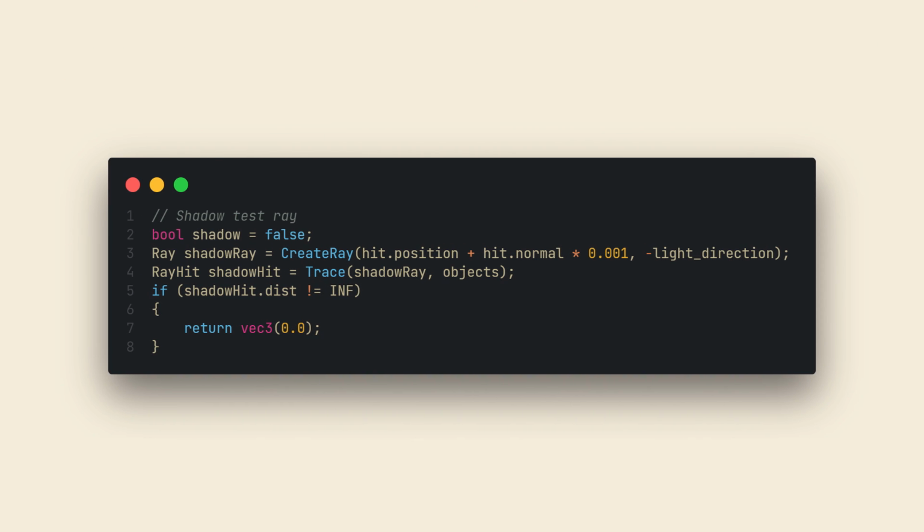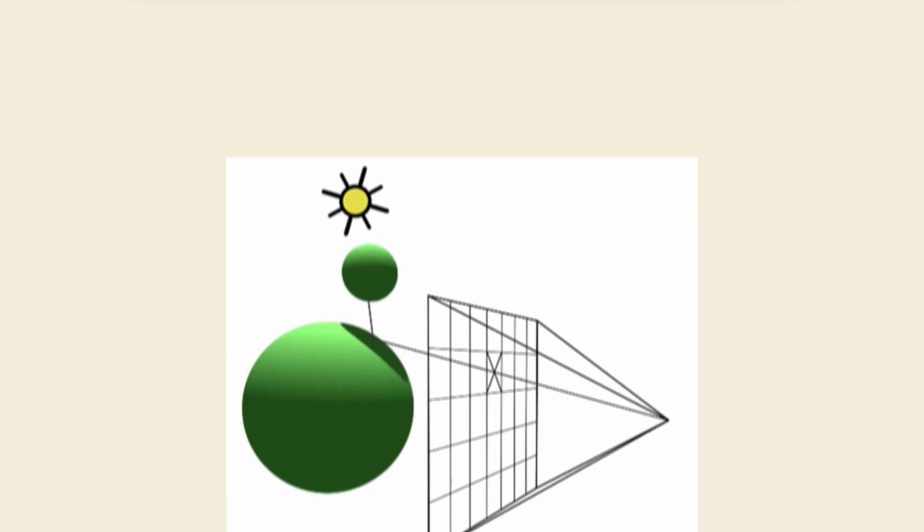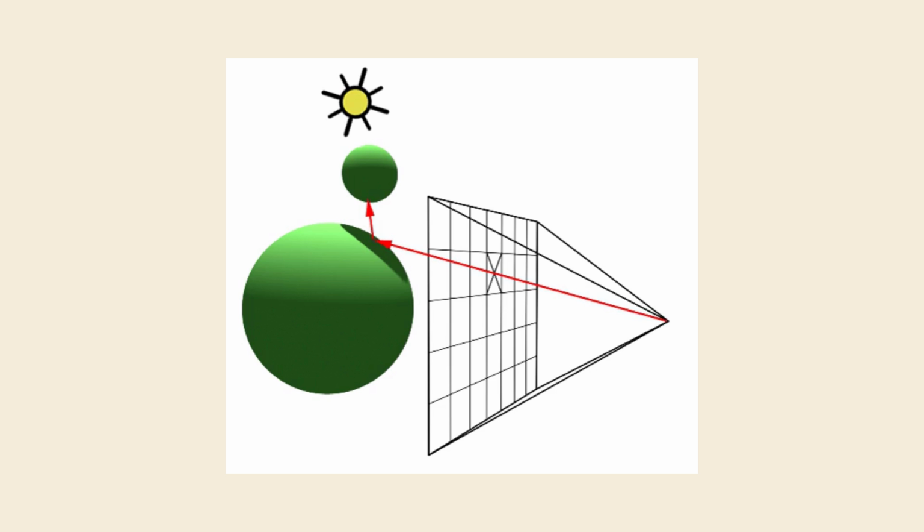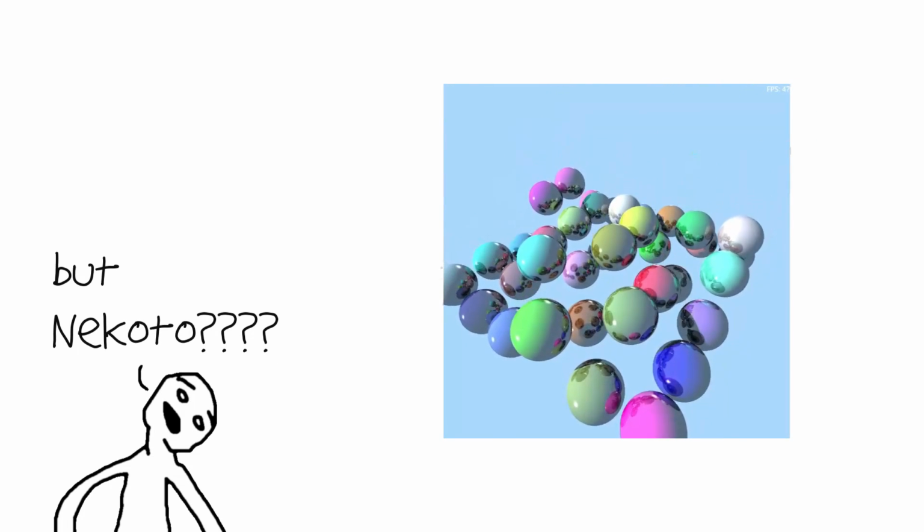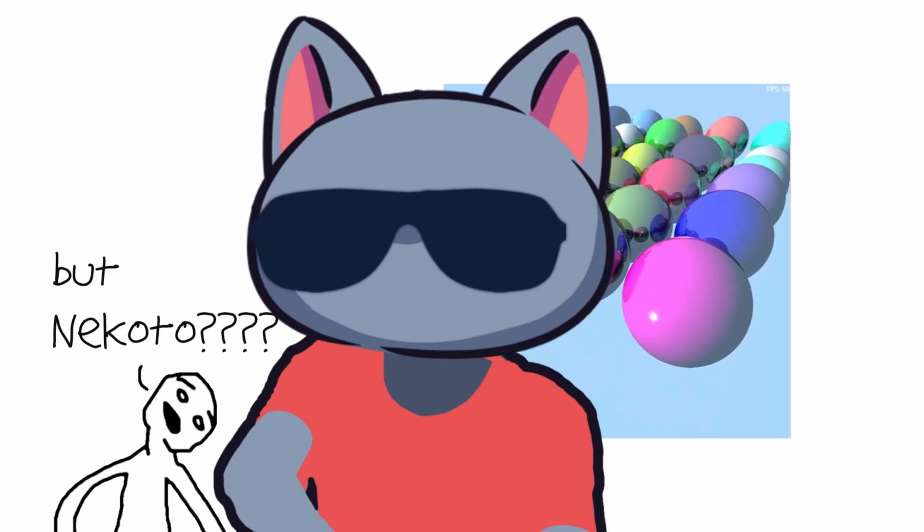Finally, we can wrap up the Raytracer with some shadow casting, which is just to trace a ray from the collision point towards the light source. And if it hits anything, we darken the color of the pixel so that it's shadowed. But Nekoto, this doesn't actually ray trace any of the meshes in my actual game. First of all, fuck you.